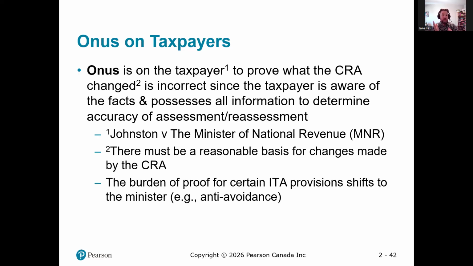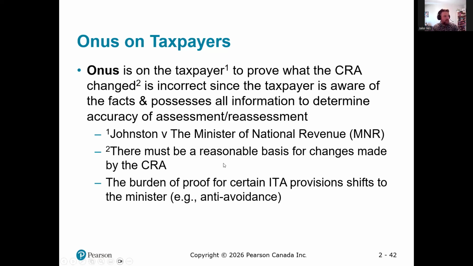But the CRA will make changes to your tax return on the assessment, and it's up to you to prove that you are correct. So you need to send in the information. I do have tuition credits. Here's my slip from Fanshawe. I do have a disability credit. Here's my letter from the doctor, and everything like that. The onus is on the taxpayer to store and collate and basically provide the necessary proof that what they said on their tax return is the correct amount.